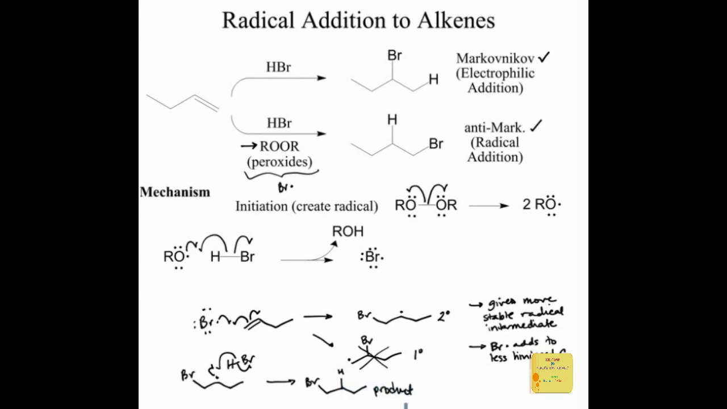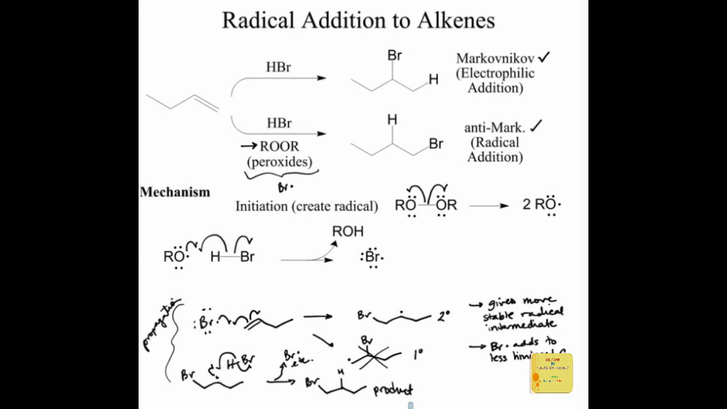And what else do we generate in this step? We just generated some more Br dot, and it can continue to come back and add to a new alkene and so on. So once again, these propagation steps go on and on and on. This is the way that we make our product: we start with a radical and then we make a new radical, and we keep going and keep going and keep going.